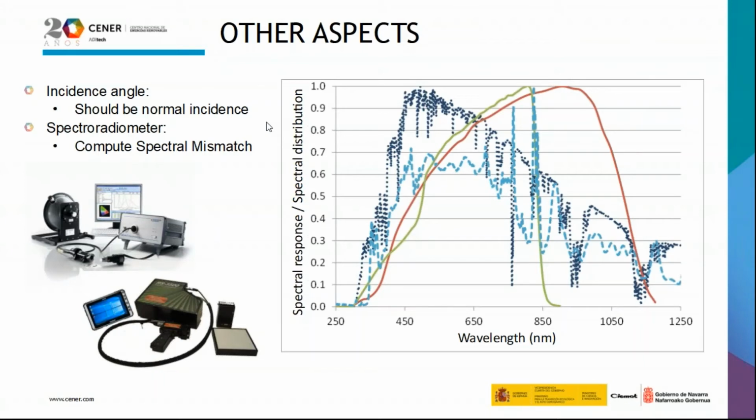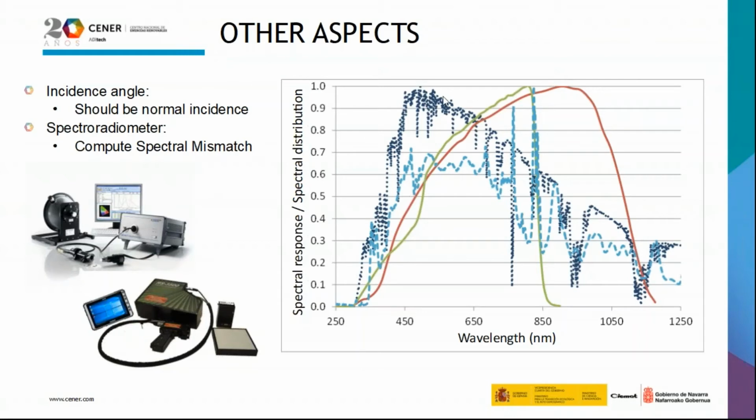This has to be done in order to avoid effects related to the angular reflectivity of the samples. And you will need a spectroradiometer as well in order to compute spectral mismatch, especially in case the module and the reference cells are not spectrally matched.